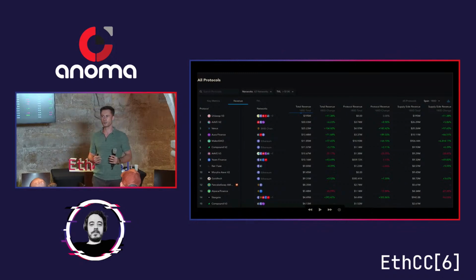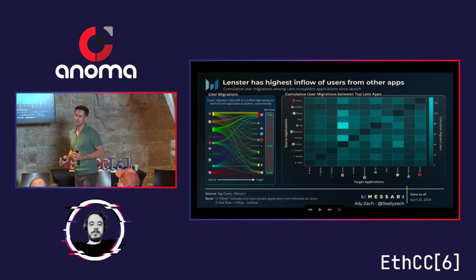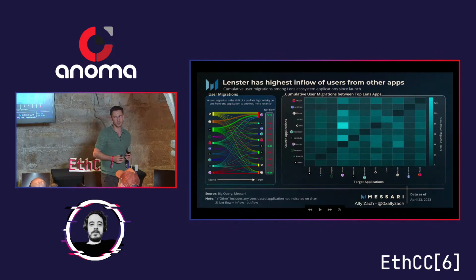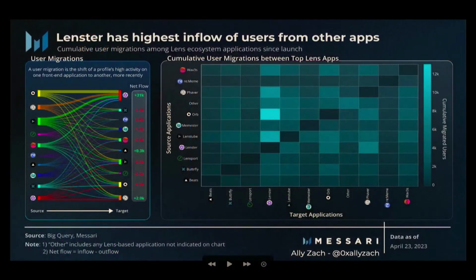Now, how do we use this in our products? How do we use this to come up with charts? So I'm going to show you a couple of charts here. The first one is related to usage. Essentially what we did here is my colleague Ali went to the Lens ecosystem, and she was able to aggregate all the users of applications that are built in the Lens ecosystem. And what she was able to see is that Lenster is the application in the ecosystem that attracts most of the users from other applications.